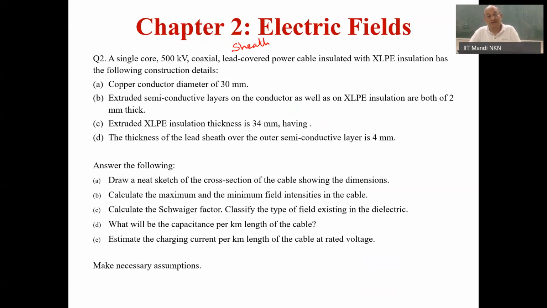So the semiconductive layer below lead sheath, you can say, determines the dimension of the lead sheath. Now, extruded XLP insulation thickness is that of 34 millimeter. The thickness of the lead sheath over the outer semiconductive layer is 4 millimeter.